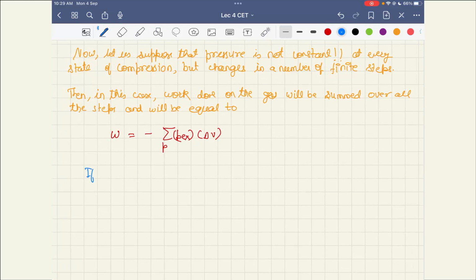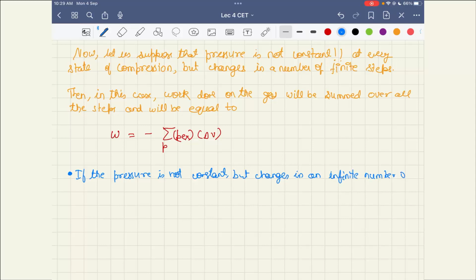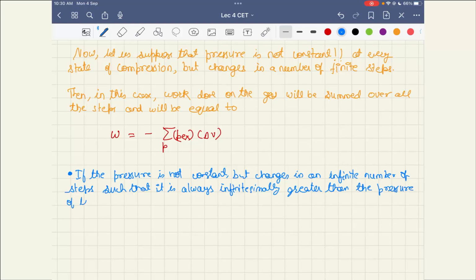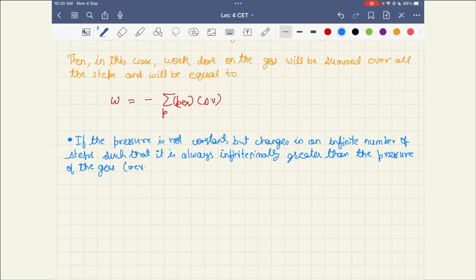So if the pressure is not constant but changes in an infinite number of steps, such that it is always infinitesimally greater than the pressure of the gas, this is called reversible conditions.